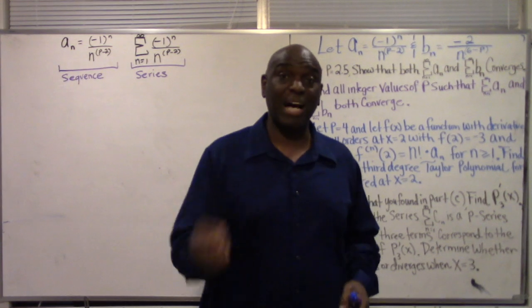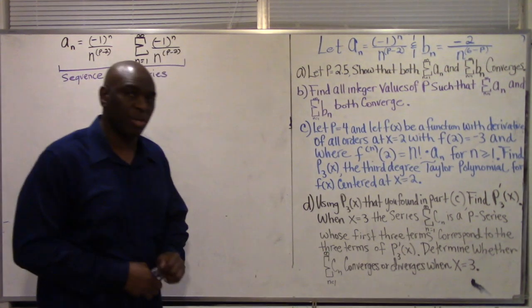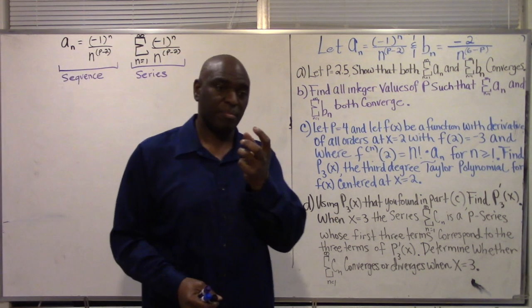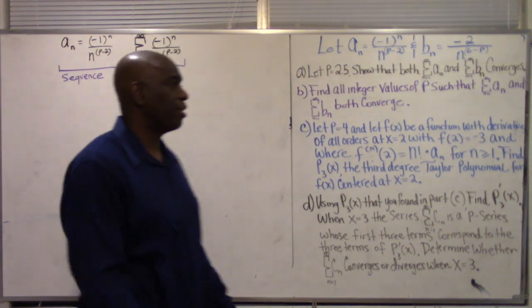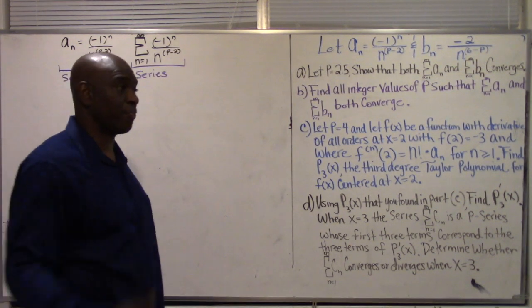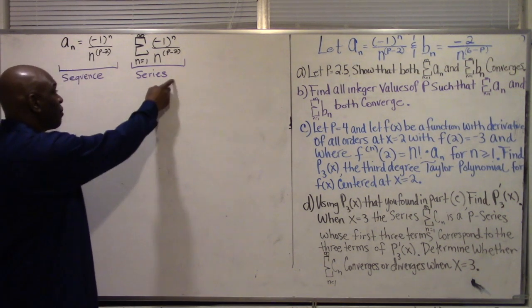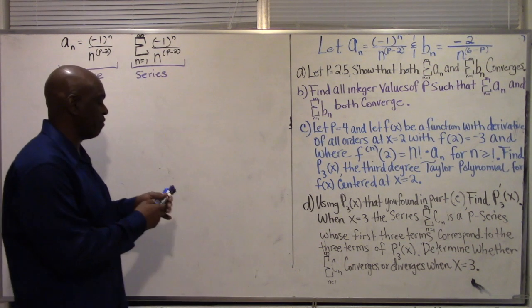It's an order of positive integer terms, right? A series, on the other hand, represents the sum of those terms when you add them all up. You can have an infinite sum or a finite sum, all right? So, let's take a look at the series here. Now, we want to find all the p-values.